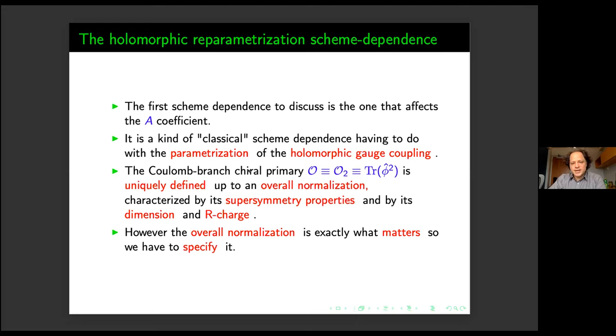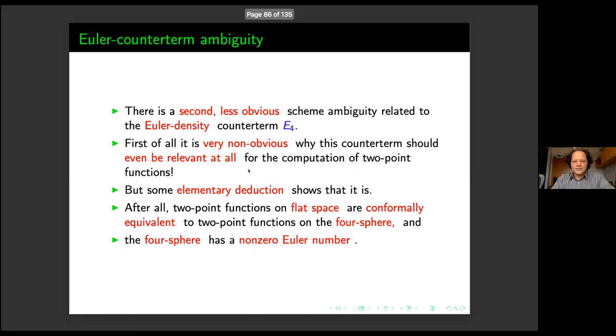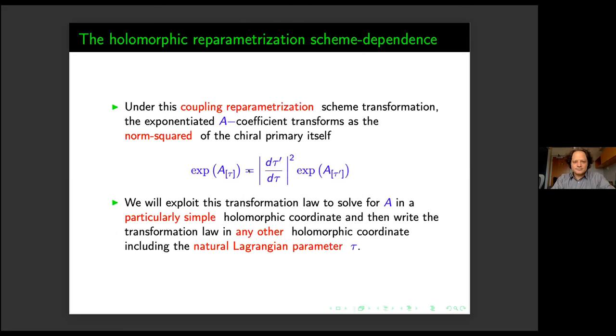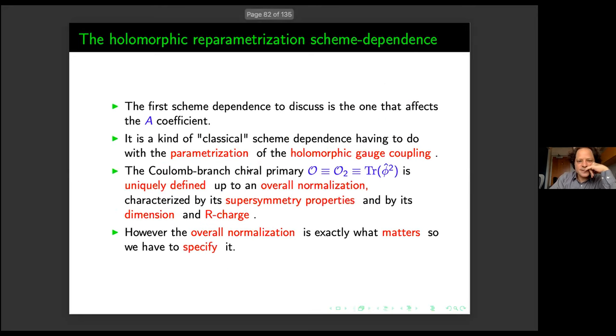So the first scheme-dependent coefficient is the A coefficient, which is the coefficient of the charge to the first power in the exponent. It's a kind of classical scheme dependence having to do with the parameterization of the holomorphic gauge coupling, but we can compute it in any scheme we like. Let me just zoom through various of these details. Let me just say what the scheme dependence is.